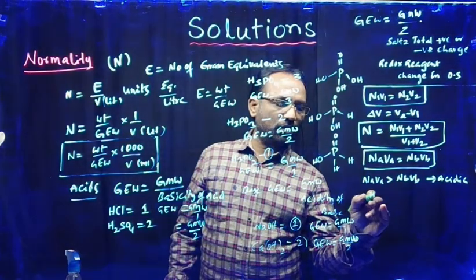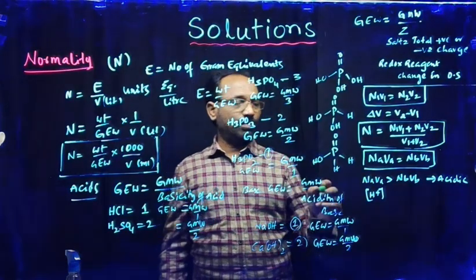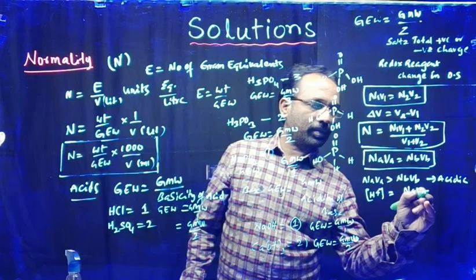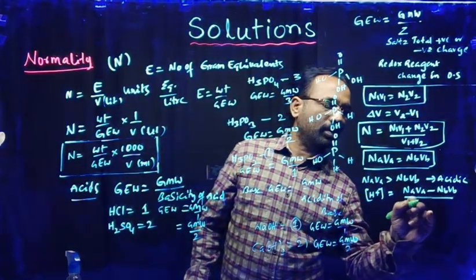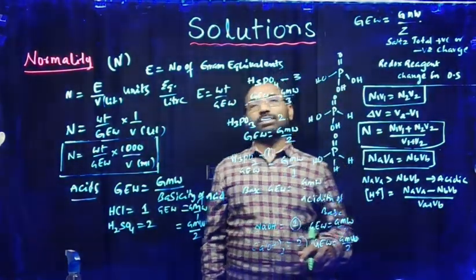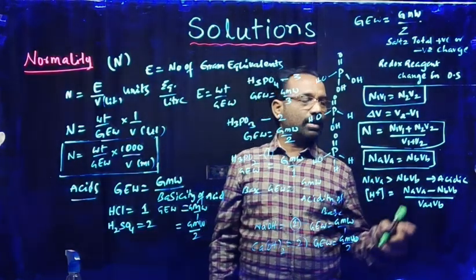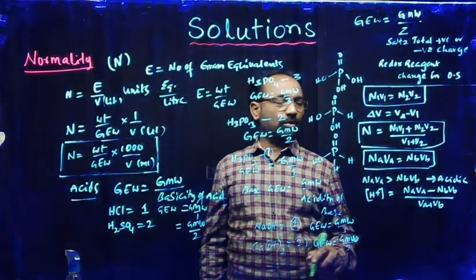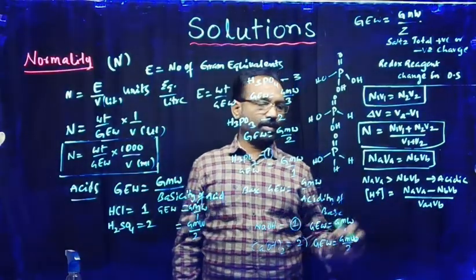The resultant solution has more H plus ions. Therefore, H plus ion concentration equals NAVA minus NBVB by VA plus VB. This is condition 2, that is NAVA greater than NBVB. In that case, the nature of the solution is acidic, and H plus ion concentration equals NAVA minus NBVB by VA plus VB.